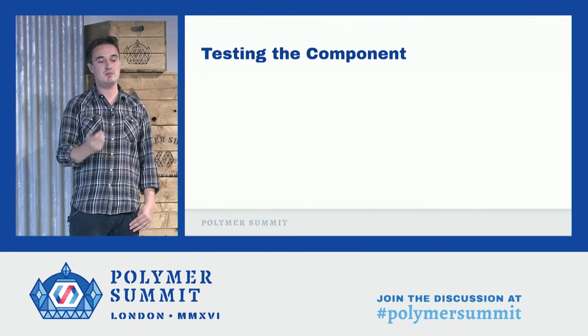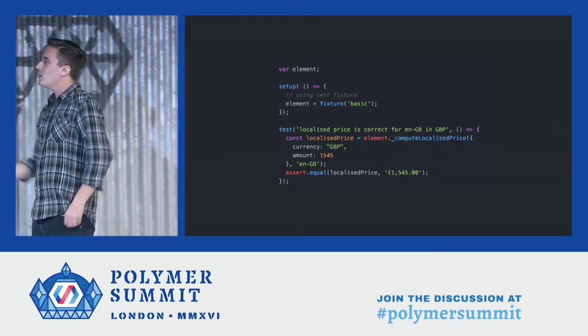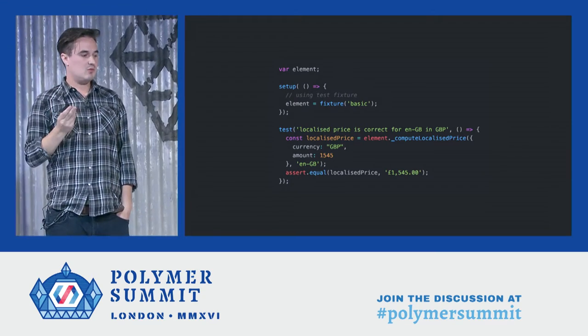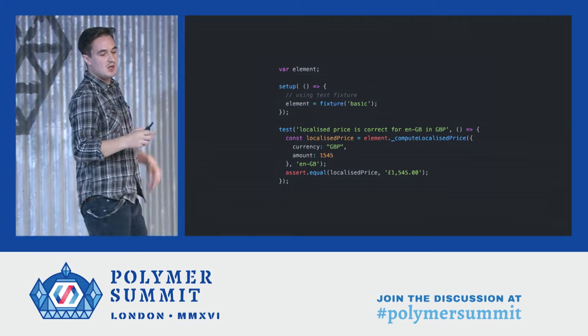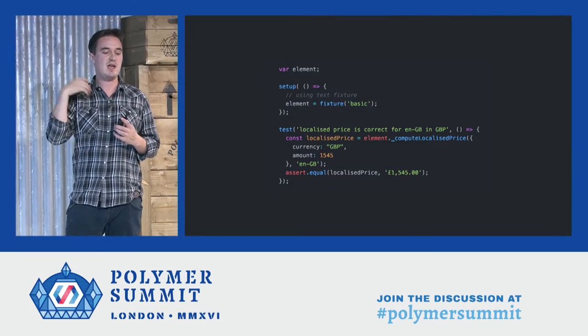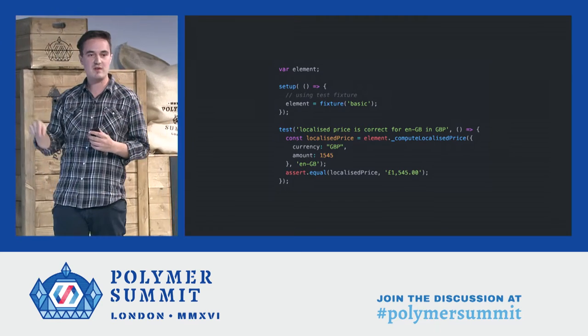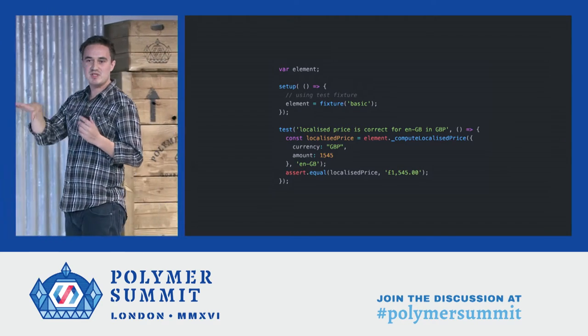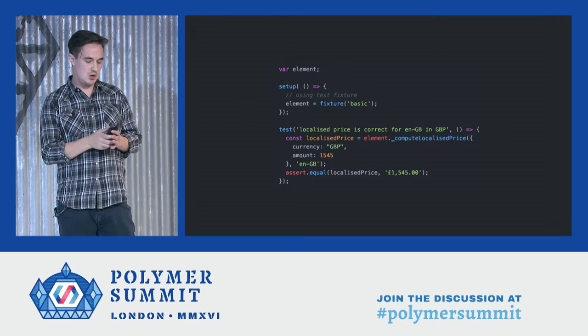And we do two different types of testing. The first we'll call a unit test. So we use Web Component Tester, as you've probably heard people talk about today. And we also use fixtures to stamp that in the DOM to make sure it's clean every time we run a test. And what we're actually testing here is we're calling the private method, stubbing some data in there, and just making sure it works how we expect it to. So this is a unit test.